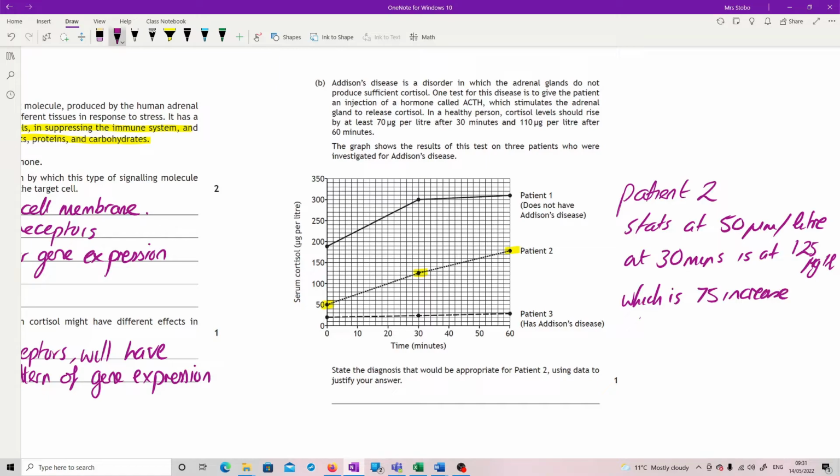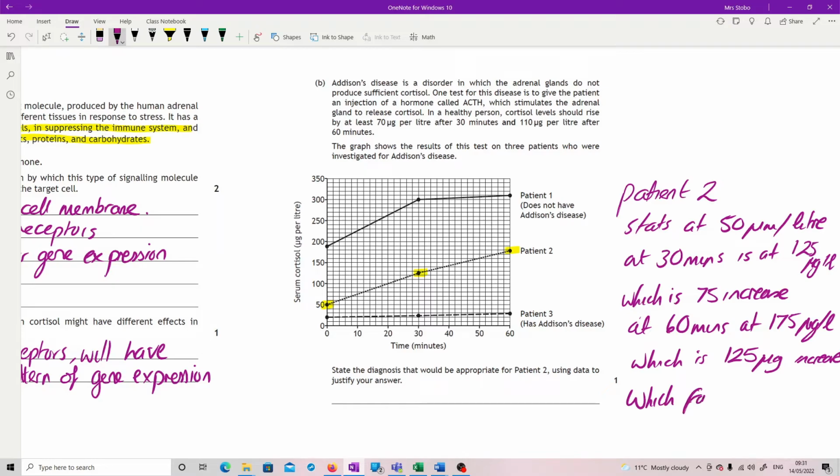Okay, and at 60 minutes, I said 175 micrograms per litre, which is 125 micrograms increase, which falls within range, within healthy range.